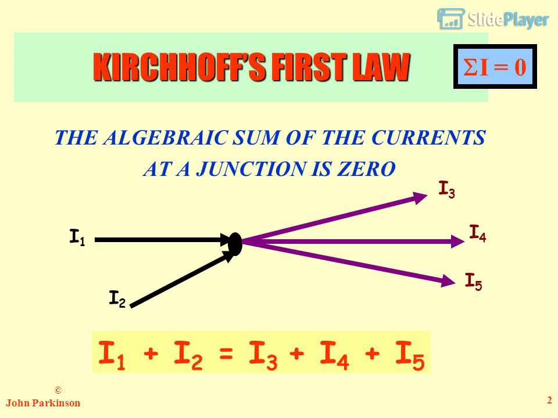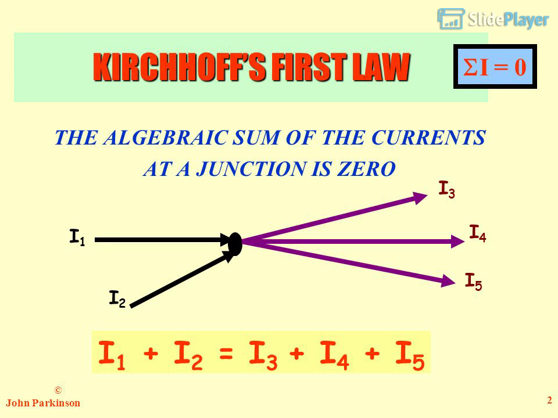The algebraic sum of the currents. Kirchhoff's first law: the sum of I equals 0. The algebraic sum of the currents at a junction is 0. With currents I1, I2, I3, I4, I5: I1 plus I2 equals I3 plus I4 plus I5.